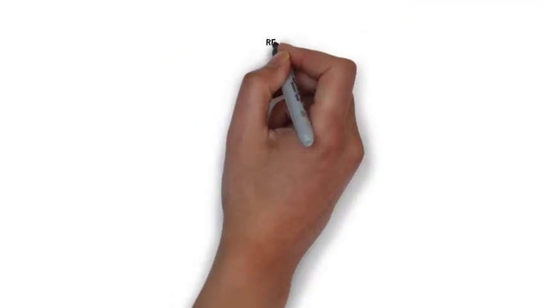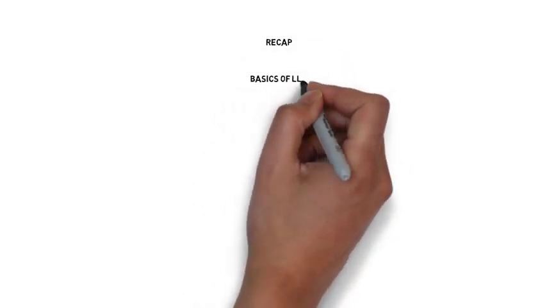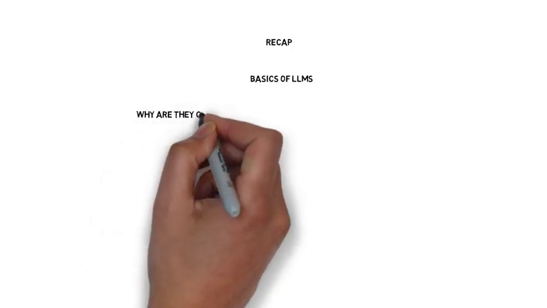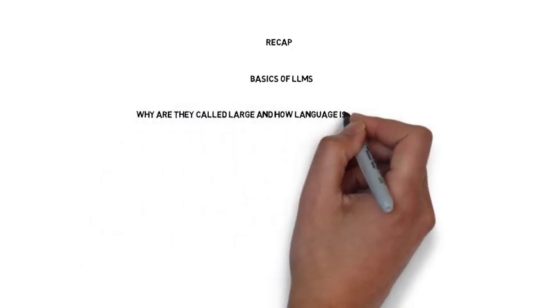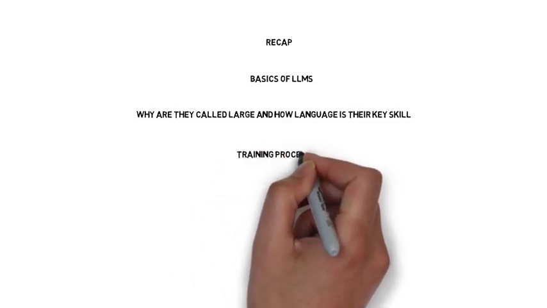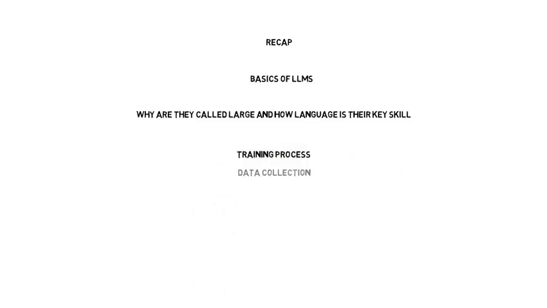So let's recap what we learned in this video. Basics of LLMs, why they are called large, and how language is their key skill. We then went deep into the training process and its 5 steps: data collection, tokenization, transformer architecture, actual training, and fine-tuning.